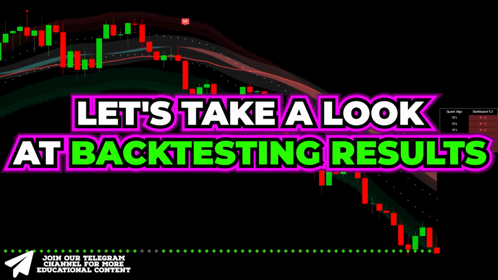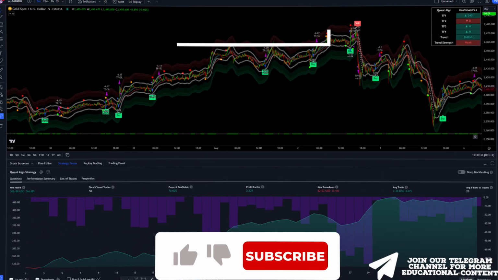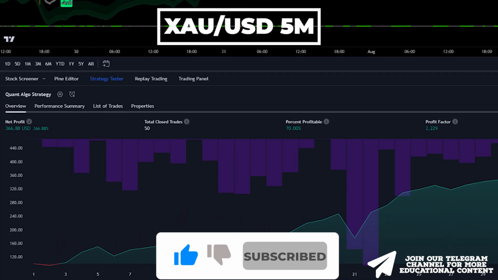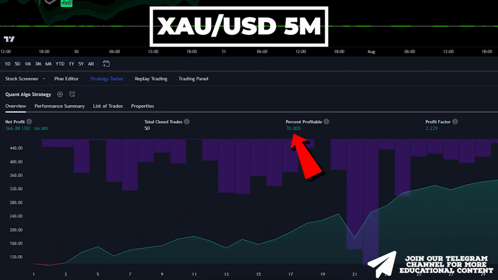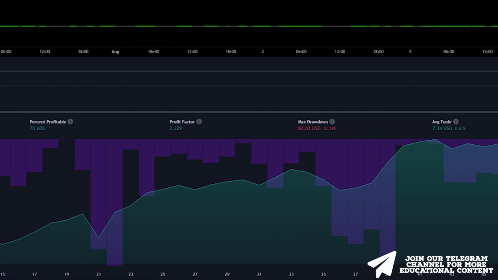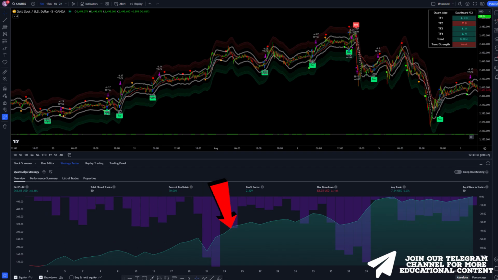Now, let's take a look at backtesting results. Here's gold, a 5-minute time frame, and check out this mind-blowing performance. QuantAlgo delivered an outstanding 70% win rate over 50 trades, resulting in a net profit of 367%. Also, we have a strong profit factor of 2.23 and a manageable max drawdown of 33%. Finally, the equity curve looks amazing.